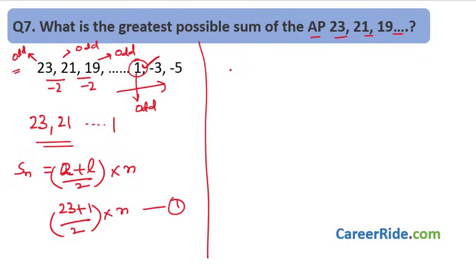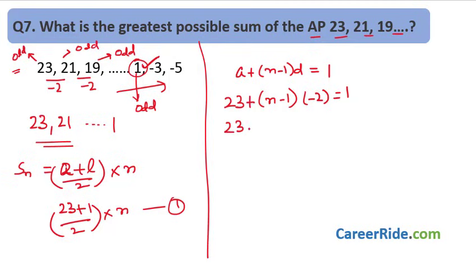We know that the value of any term in an AP is equal to a plus n minus 1 d, which is the value of the term at that place. Here let us assume it is 1. So our first term is 23 plus n minus 1, n is what we are trying to find out, d we know is minus 2, is equal to 1. So this is 23 minus 2n plus 2 equals 1. 25 minus 2n is equal to 1. From here I get n is equal to 12.